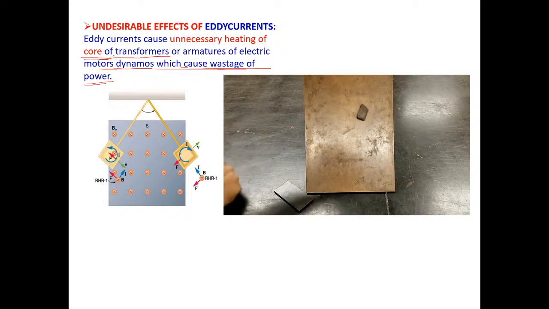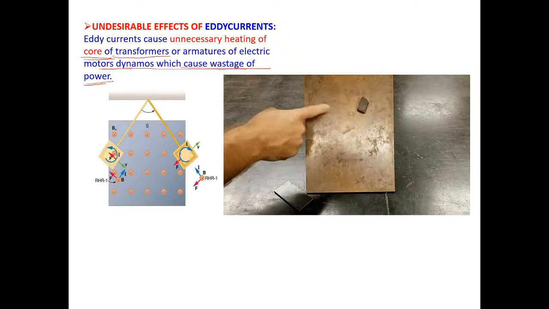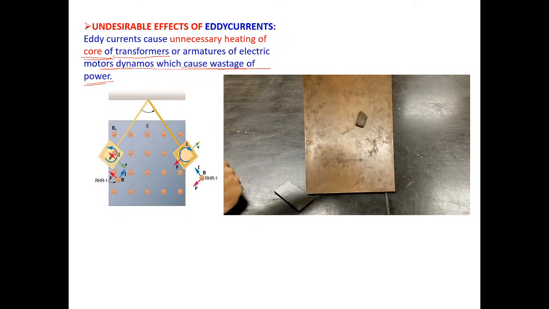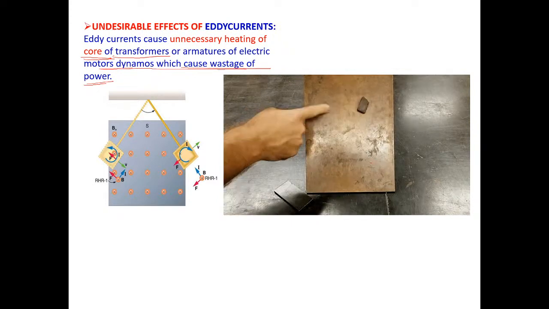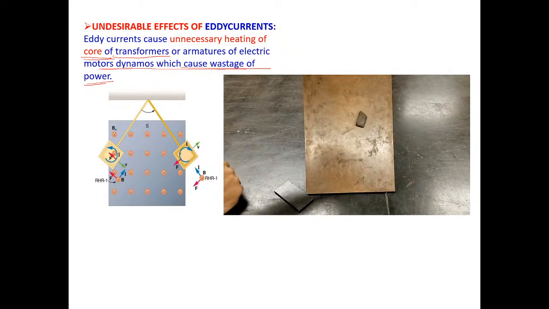Here a magnet is being dropped through a metallic surface. When the magnet is falling down, the magnetic field associated with the copper plate is being varied, and an eddy current is developed in the copper plate. Because of that eddy current, there will be a magnetic field in the copper plate, and the magnet is getting slowed down.